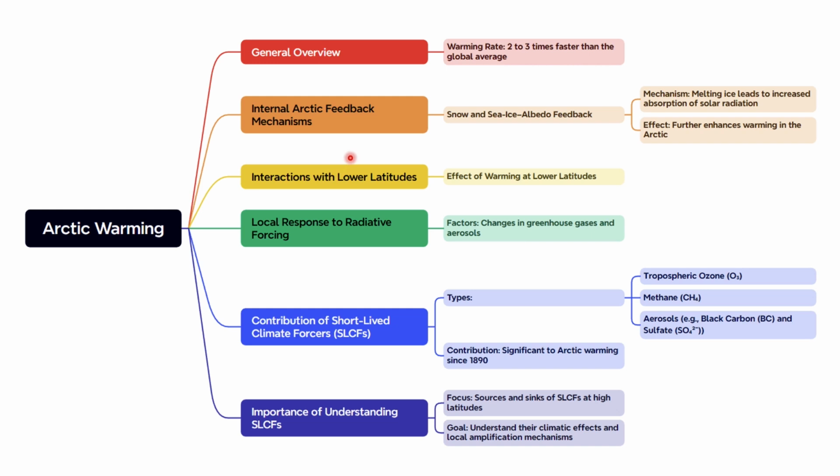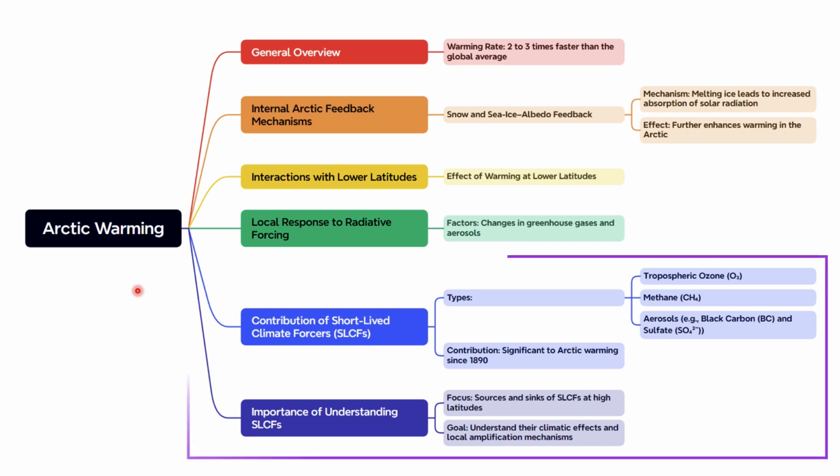So here is a brief overview of Arctic warming which we have been seeing so far. The main focus is now on the contribution of short-lived climate forcers and their importance in understanding Arctic warming. So let us look at the types of short-lived climate forcers. They are tropospheric ozone, methane, and aerosols, basically black carbon and sulfates, and they have contributed significantly to Arctic warming since 1890.